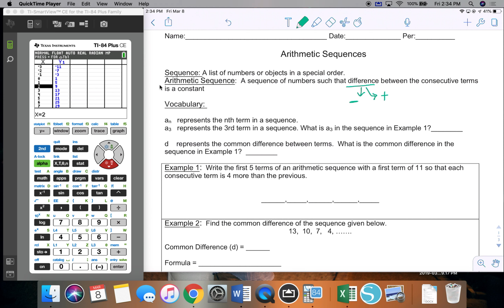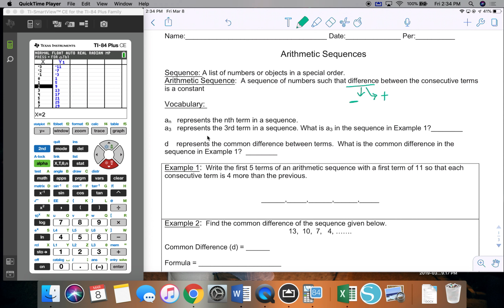So some vocab for you. A sub n, we say this a sub n, so it's like a little n, represents the nth term. So it's kind of like saying I want you to give me x. So a sub n means we have a term to an unknown. A sub 3 represents the third term in a sequence. So we're going to look at this example and come back and fill this in.